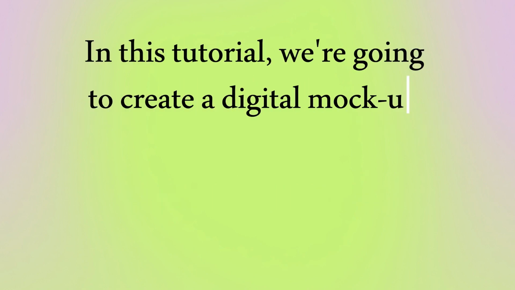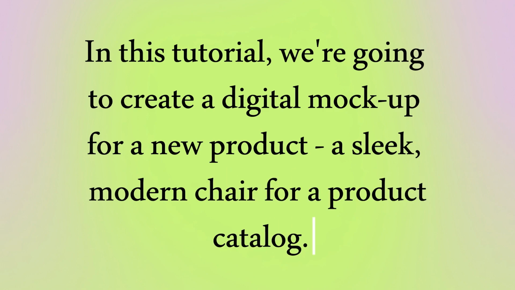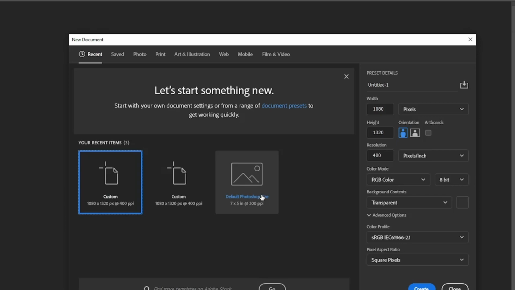In this tutorial, we're going to create a digital mock-up for a new product, a sleek modern chair for a product catalog. First, open a new document in Photoshop. Set your canvas size according to your needs. For our example, we'll set a format suitable for social media posts.